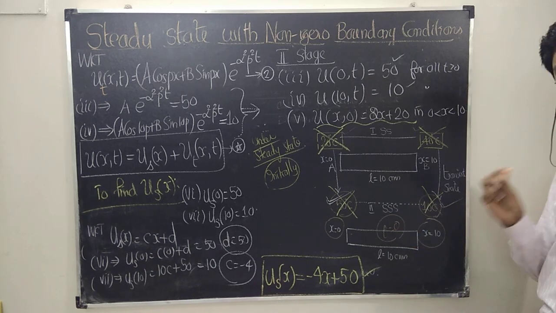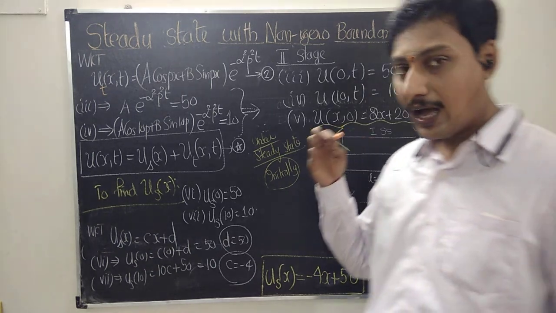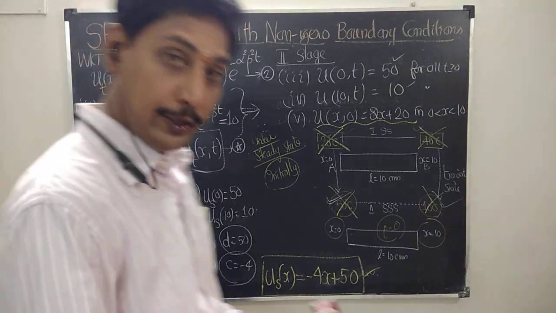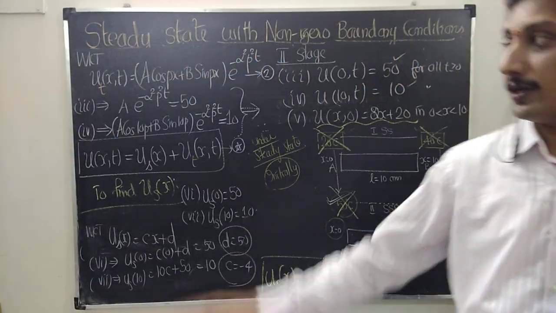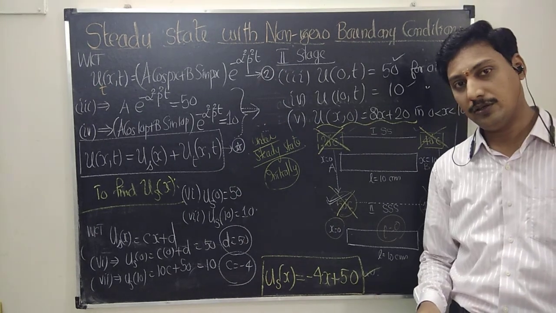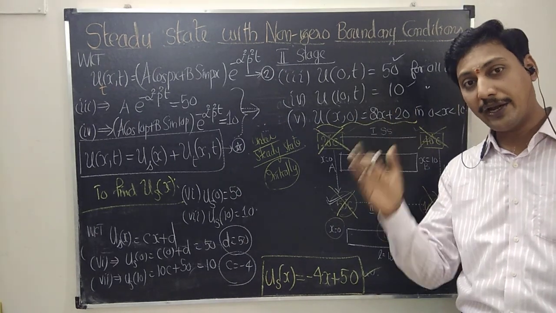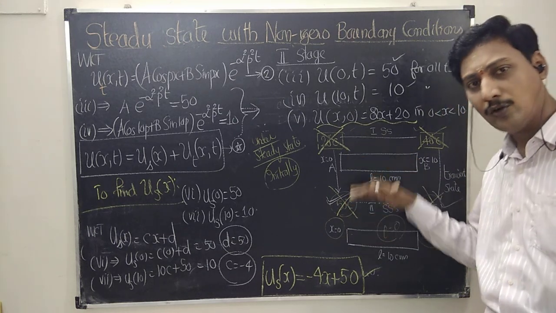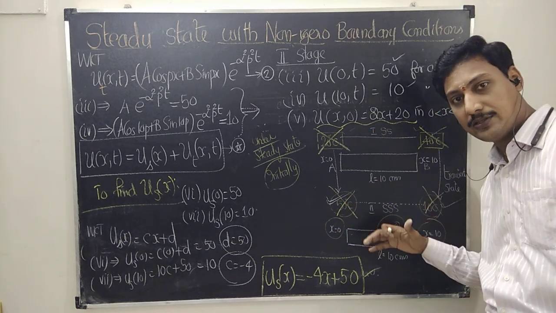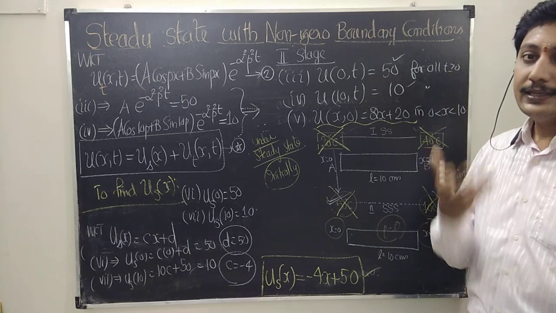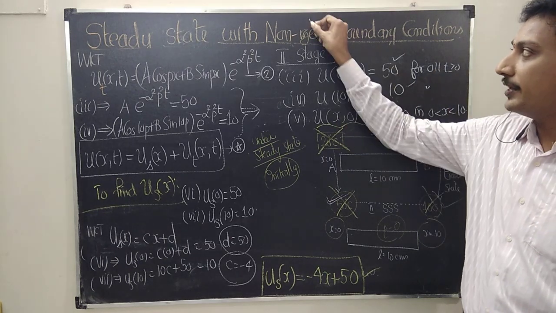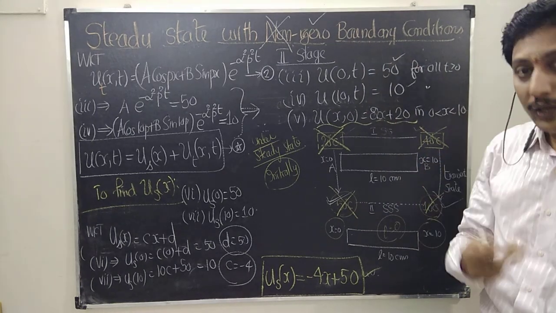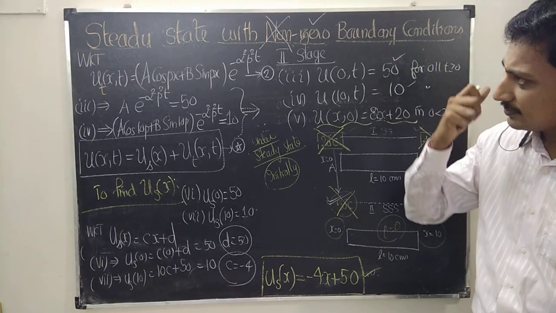So these are the three conditions. Let us use this technique to determine the new set of boundary conditions for the transient state solution. How do we get the new set of boundary conditions? I have already used almost all the non-zero boundary conditions, so this time I need some zero boundary conditions.